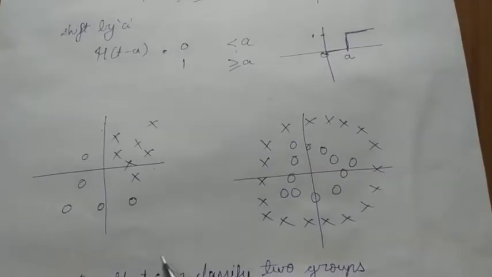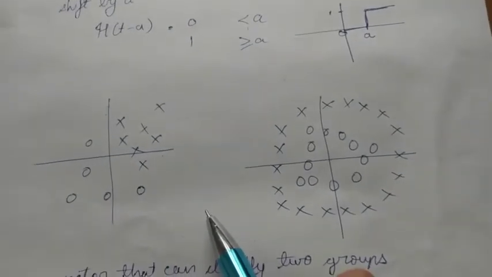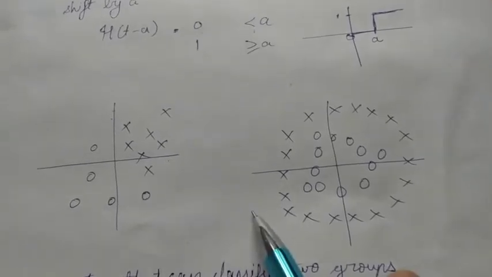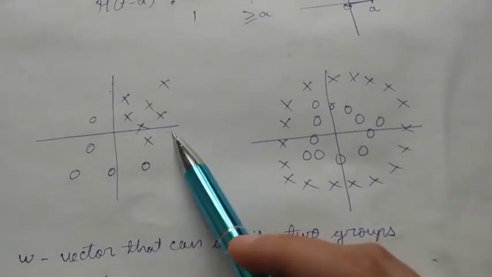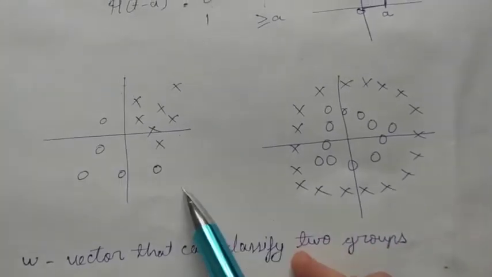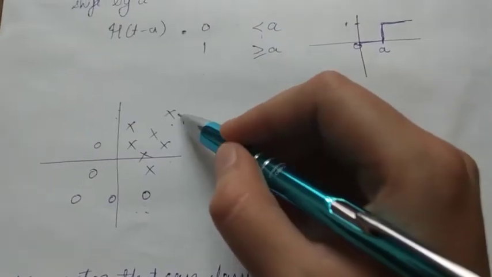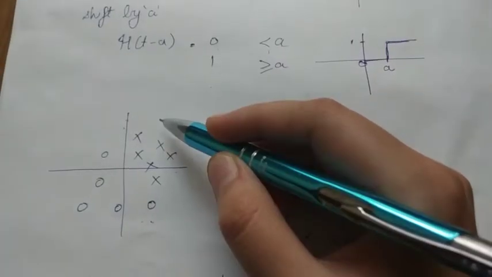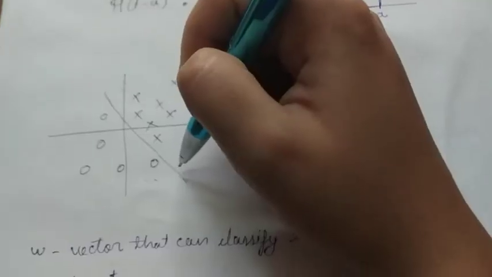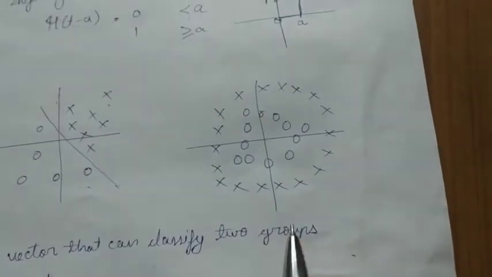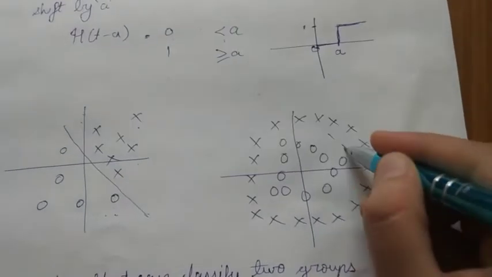Now to understand this perceptron more clearly, let us consider two cases. We are given two graphs and we have to separate the circles and crosses. In case 1, in order to separate both classes of circles and crosses, what we need is just a single linear line like this. And in this second case, if we want to separate the circles from the crosses, then we need something like this.